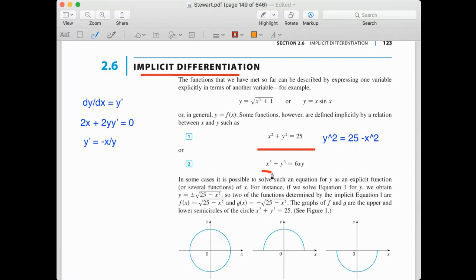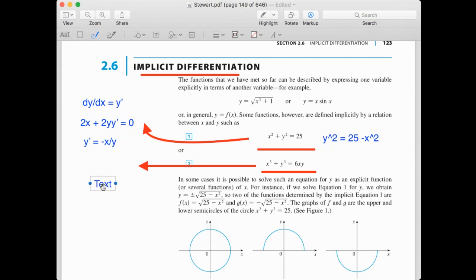Okay, let's see this one. Also, we want to find the rate of change of y in terms of x. Let's do that too. Let's use the implicit differentiation. So here is for this, right? Now let's try to do for this one.